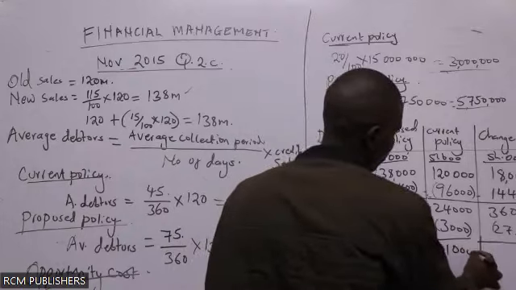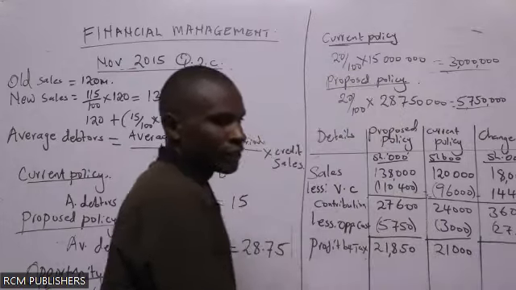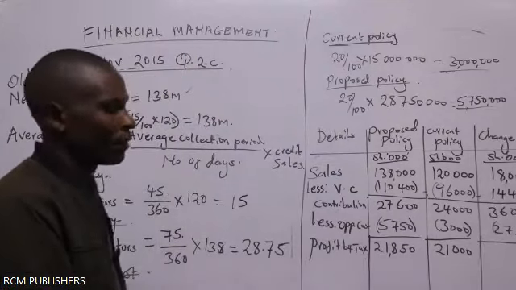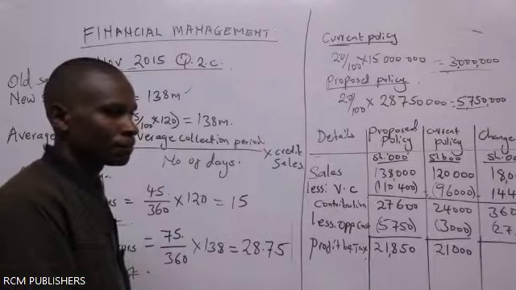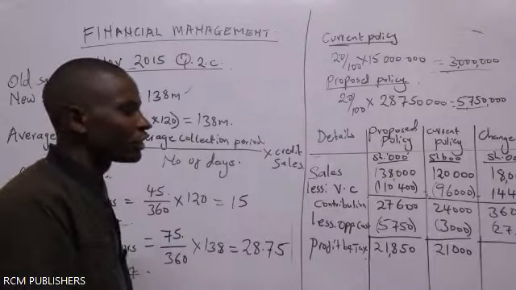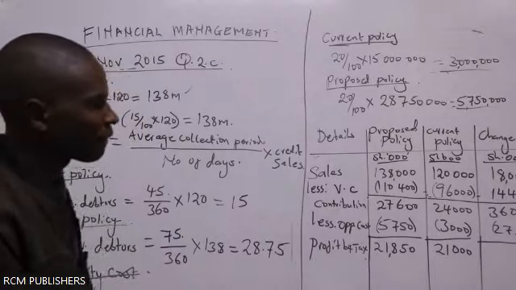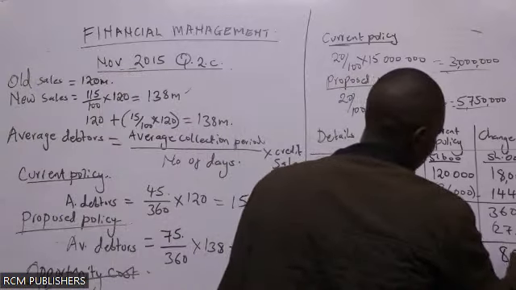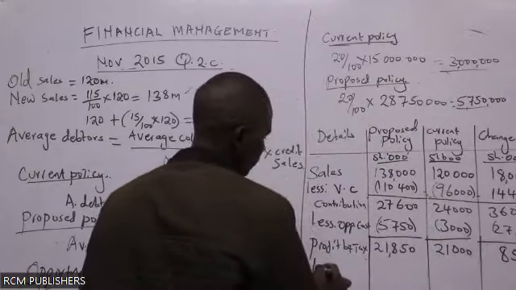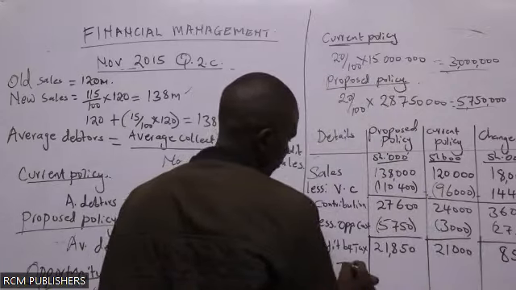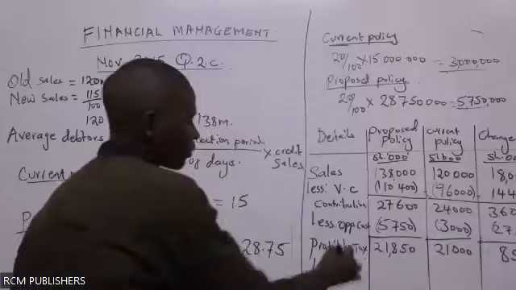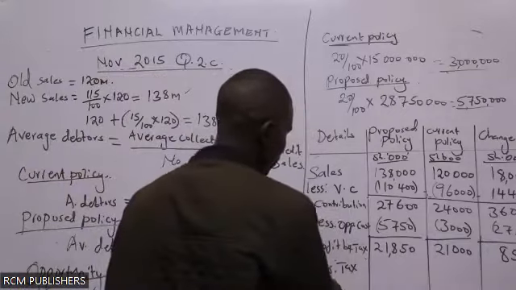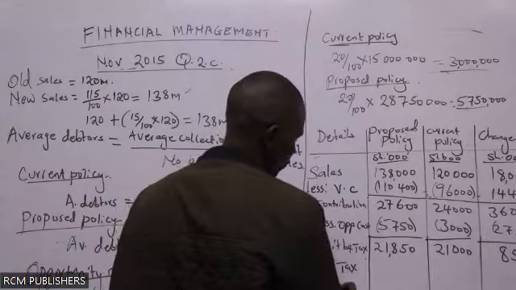Give me the difference, the change. 850. Then you less tax. You are told that the corporate tax rate is 30%. Give me 30% of this so that we get profit after tax.